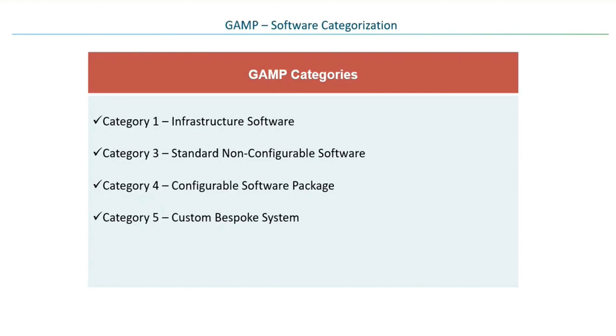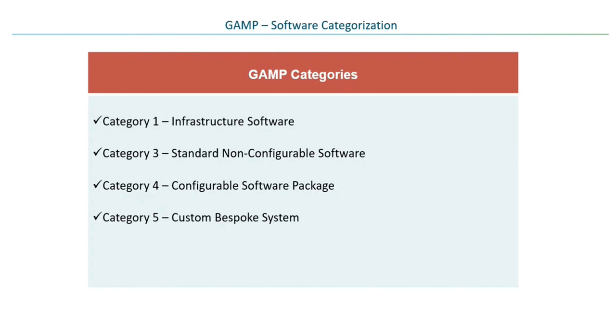So GAMP has categorized any software. They have 5 categories of applications or systems, whatever you call them. Category 1 is more the underlying infrastructure, like your OS. You have your configuration products, and then category 2 is more of embedded systems, which is not in our scope. Category 3 is standard non-configurable software, of which MS Office is one of the typical examples, right?